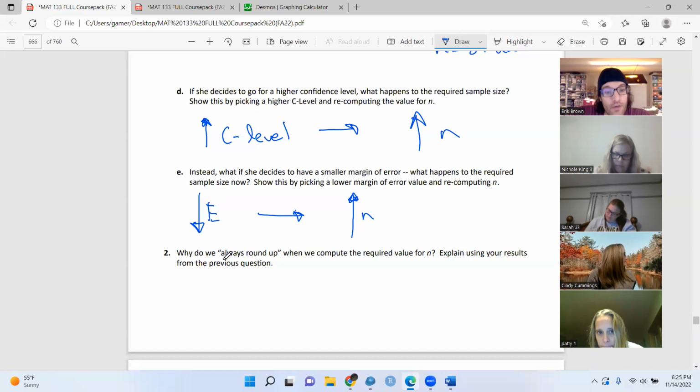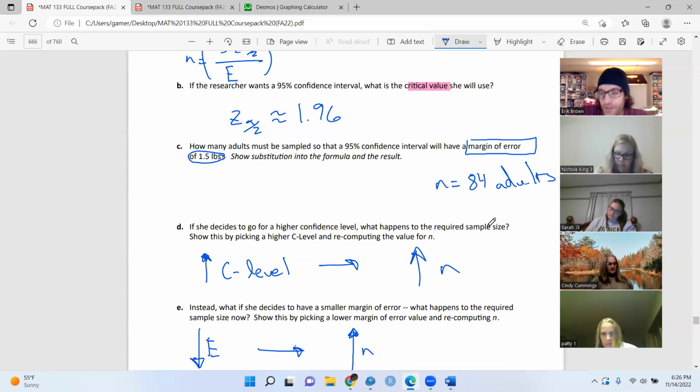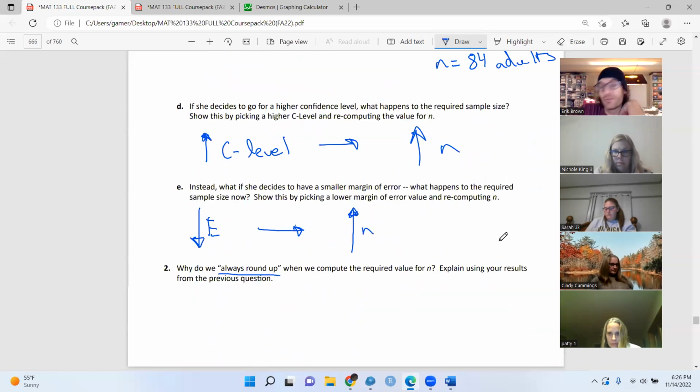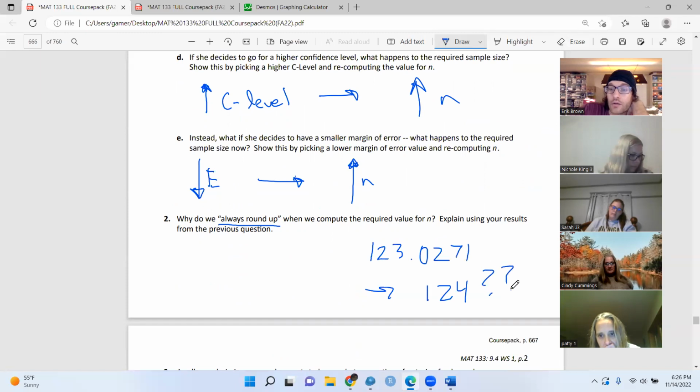Okay, this is a great question. Why do we always round up? Like this one, rounding caused us to add one anyway, so that was correct rounding. But even if we had 123.0271, we would round this to 124. Why? Any good guesses?